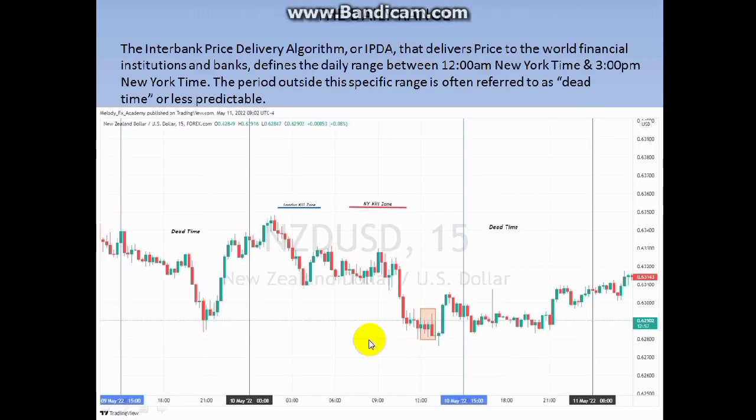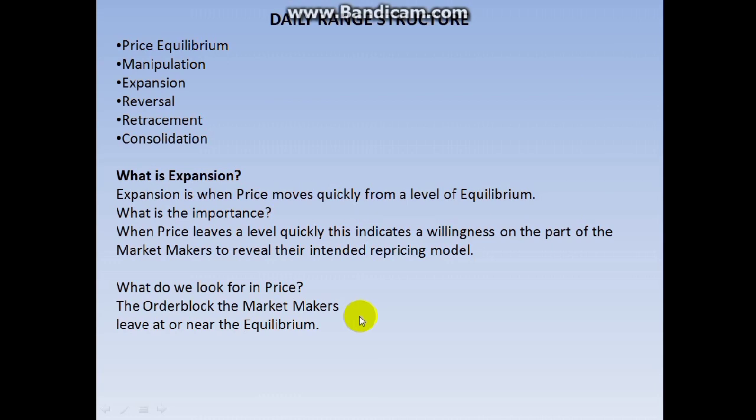We're actually going to talk about that deeply. Not in this video; I'm just going to explain the concept that we are going to talk about in depth. Now, what do we look for in price? We look for the other blocks the market makers leave at or near the price.